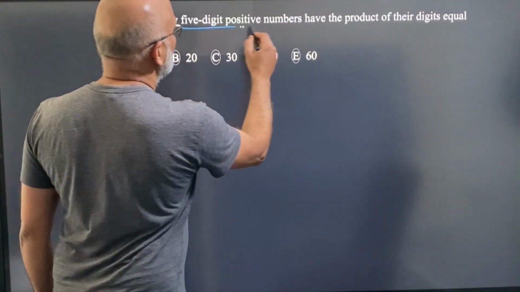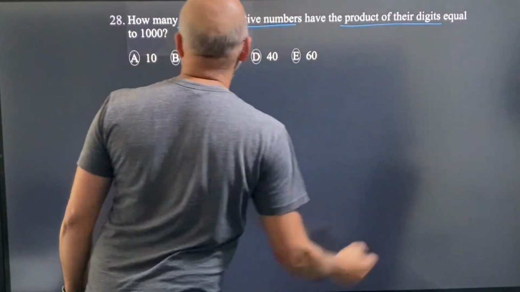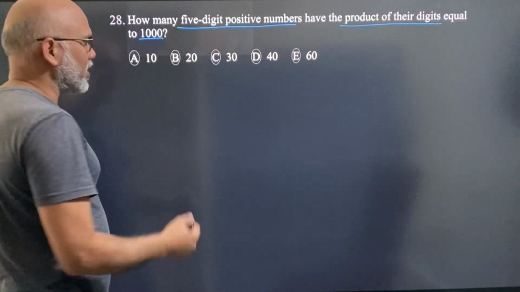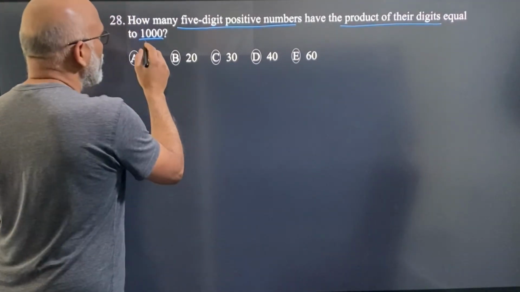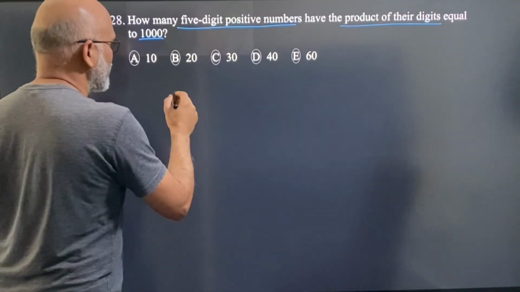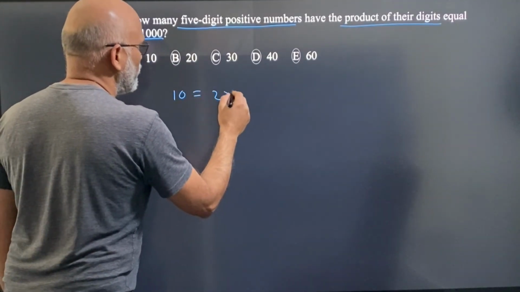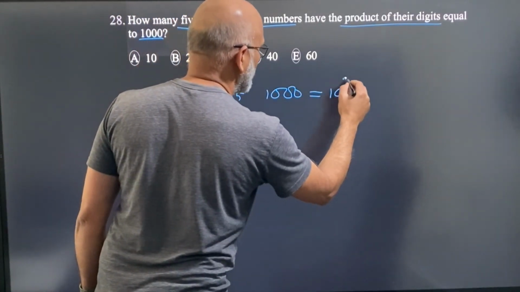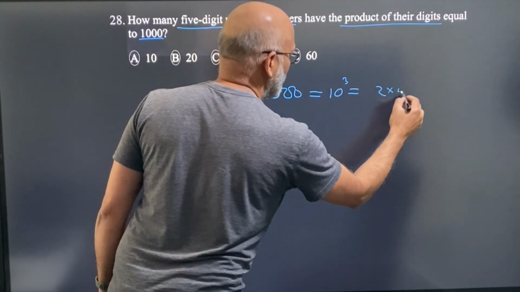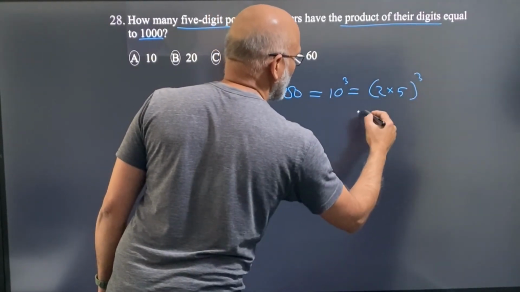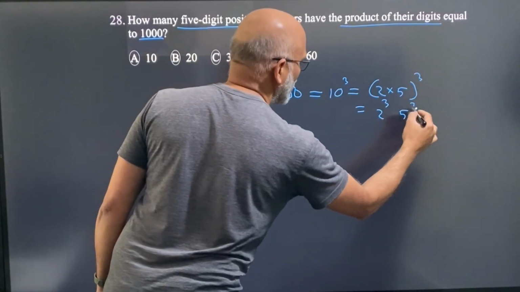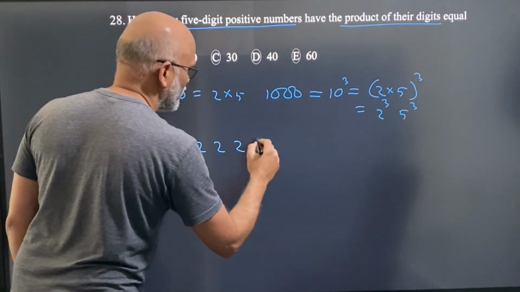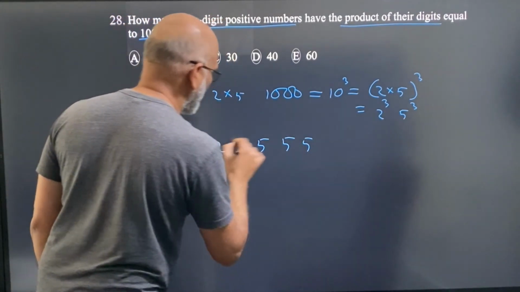How many 5-digit positive numbers have the product of their digits equal to 1000? All right, so product equals 1000. So we need to factorize 1000. Let's try to find the factors of 1000. Whenever there is a power of 10, there is an easy way to factorize. We know that 10 is 2 times 5. So 1000 is basically 10 to the power of 3, which is 2 times 5 to the power of 3, which is 2 to the power of 3 and 5 to the power of 3. So we have basically 1000 is the product 2, 2, 2, 5, 5, 5, right?